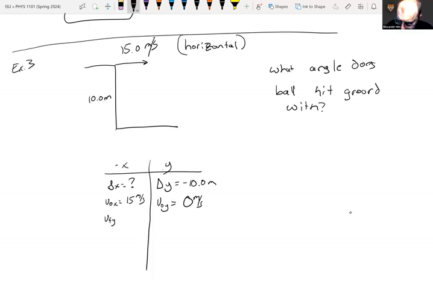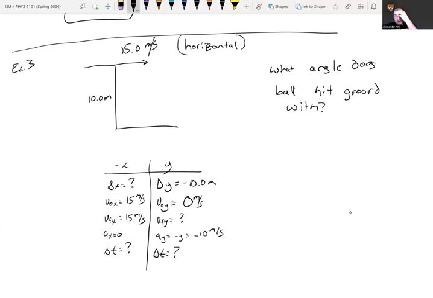V final of x, not y, but x. As a reminder, because a sub x is equal to 0, V final x is just going to be 15 meters per second. We don't know delta t. Don't have enough information to get that. And now V final y, this we don't know. A sub y, this we know, negative g, negative 10 meters per second squared. Delta t, we don't know this either.